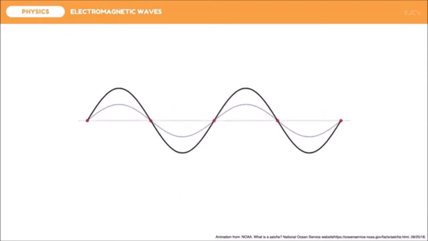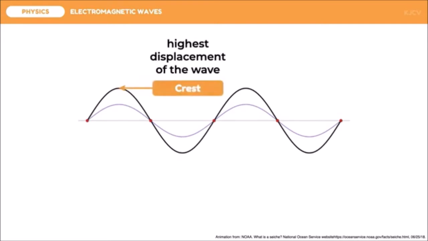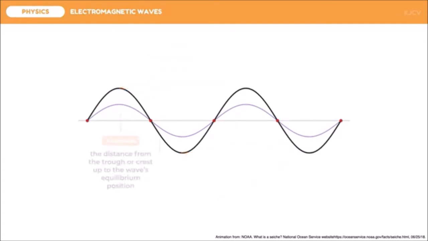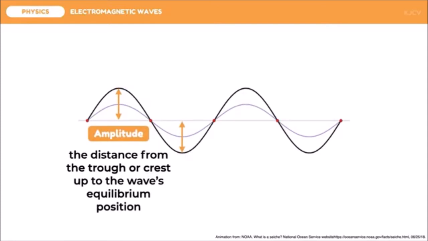These vibrations are displacements which happen both horizontally and vertically. Its highest displacement is the crest, and its lowest displacement is the trough. The crest and the trough give us the height of the wave regardless of its orientation. This is called the amplitude. The distance between two successive points, regardless if it is from two crests, or from two troughs, or even from two identical points of the wave, is called the wavelength.